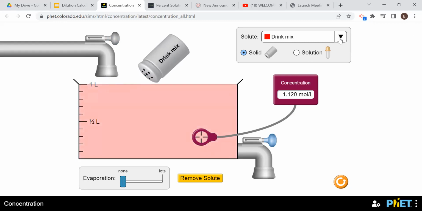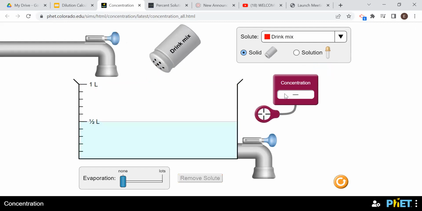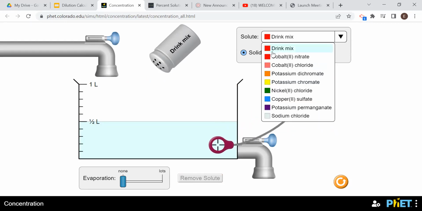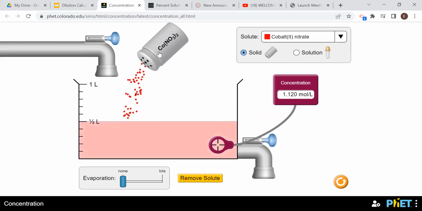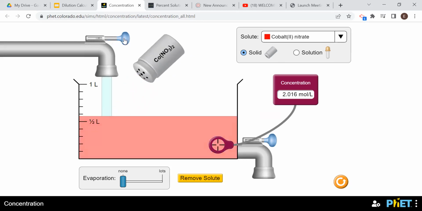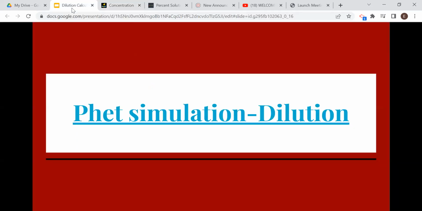If I try with some other, let me try with this. Okay, I'm adding. The more solute I add, the more concentrated it gets. Okay. Then what if, let me reset. Let me reset, then I'm adding this. Then I add more water, it can dilute. So that's what we mean by concentrated and dilute solution.